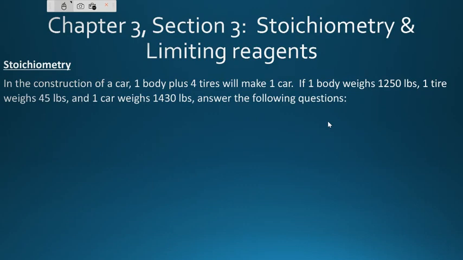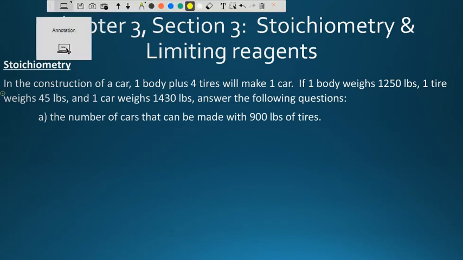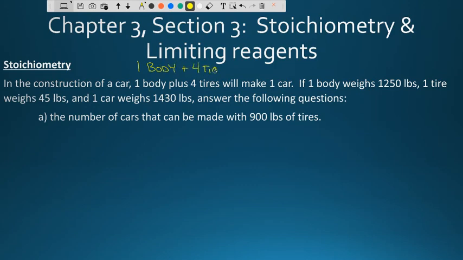Basically, what I'm giving you is a whole bunch of different conversions along the way, some factoids, if you will. We can answer a whole bunch of different questions from this set of information. Again, this is related to chemistry, because what we need to realize is that this is basically the formula for a chemical equation. We have one body plus four tires. That will make, as a product, one car. So if you will, these are my reactants, and this is my product.